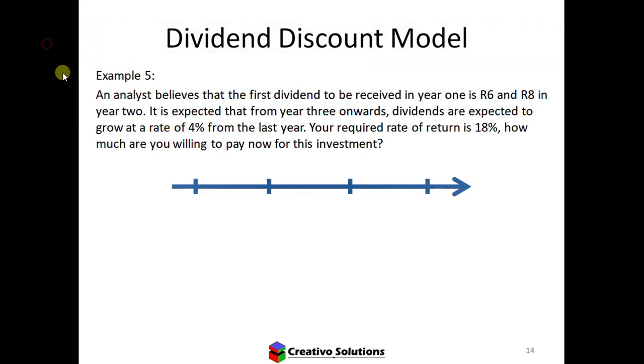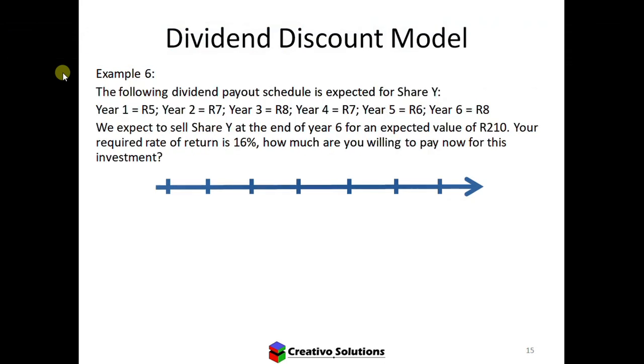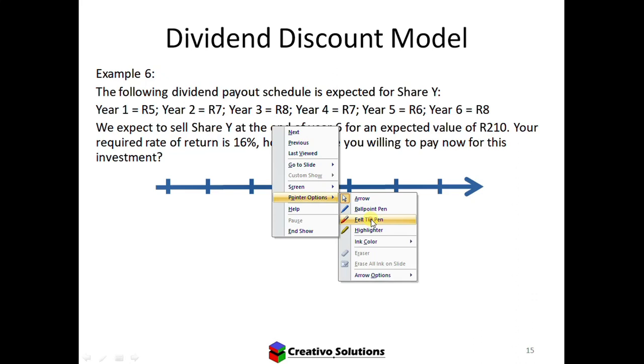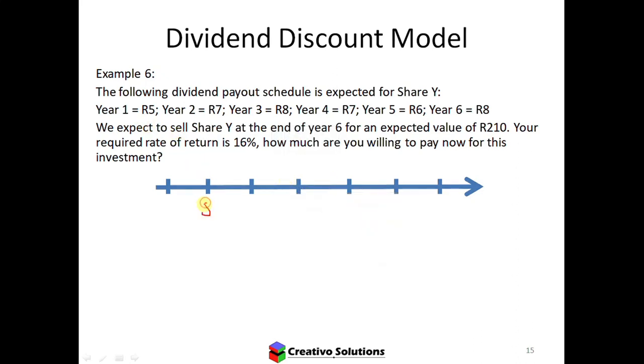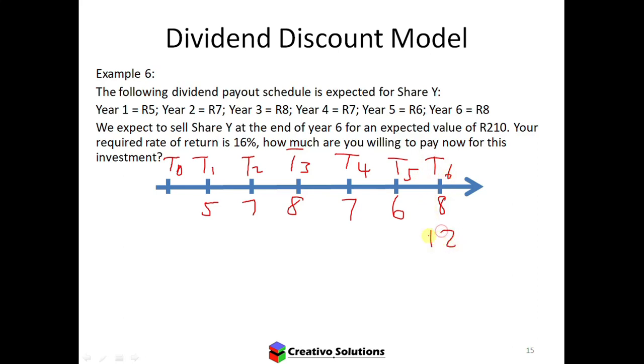Right, we have 2 more examples here for you to have a look at. Here we have a stream of dividends: year 1, 5, year 2, 7, year 3, 8, year 4, 7, year 5, 6, year 6, 8. We expect to sell share Y at the end of year 6. So T0, T1, 2, 3, 4, 5, and 6. You expect to sell it for 210.